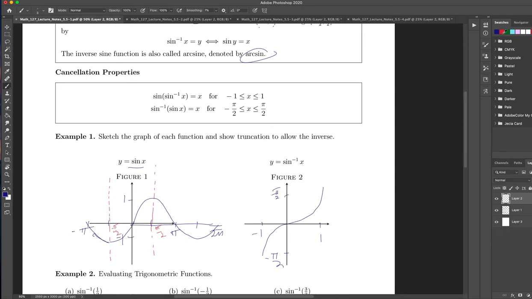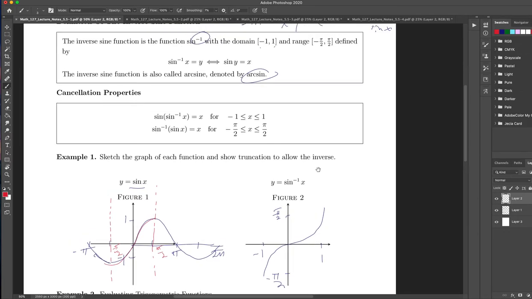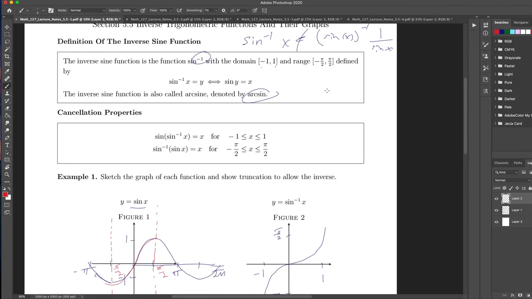So here, if I restrict this domain to this, then I can take its inverse, so the output now becomes the input, and the input now becomes the output. Now when we go back and look at all this, it'll make a lot more sense. Since sine can only go from -1 to 1, anything outside that didn't come from a sine function. So the domain of inverse sine has to be from -1 to 1. Its range, we're just going to chop from here to here.